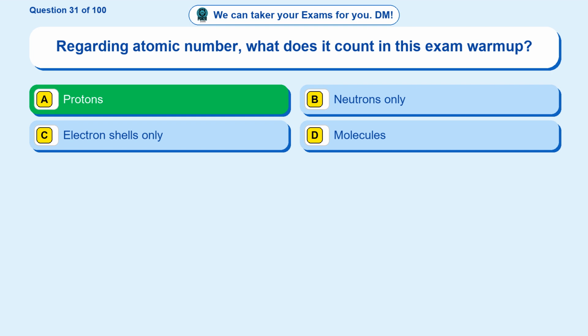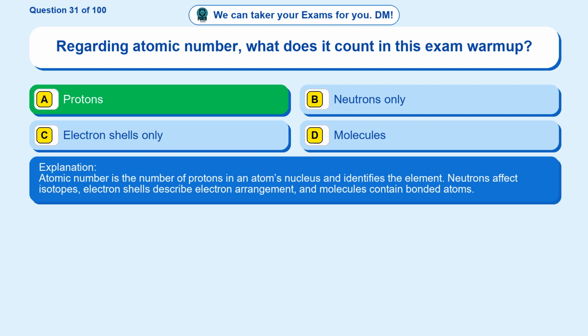Protons. Atomic number is the number of protons in an atom's nucleus and identifies the element. Neutrons affect isotopes, electron shells describe electron arrangement, and molecules contain bonded atoms.